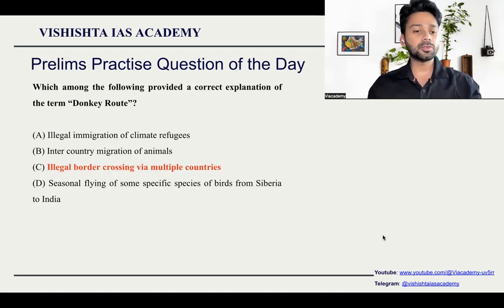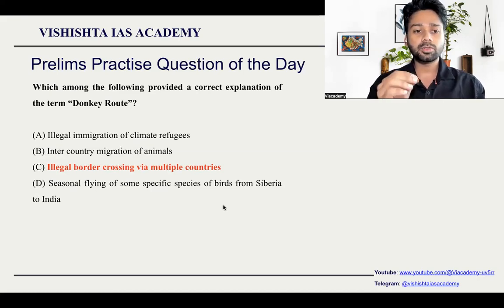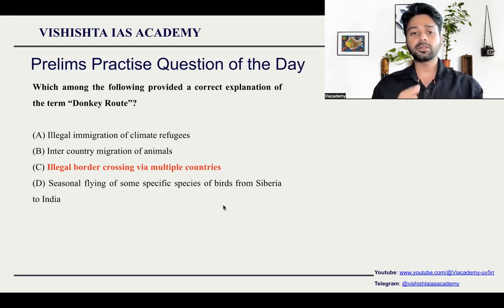Illegal immigration of climate refugees, inter-country migration of animals, illegal border crossing via multiple countries, and seasonal flying of some specific species of birds from Siberia to India. So these are all the options provided. Recently, a movie also came out in the name Donkey. Donkey route is very similar to this movie, because the movie is about people trying to migrate illegally from India to other countries, and the same happens here also.